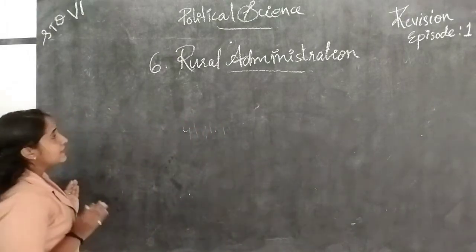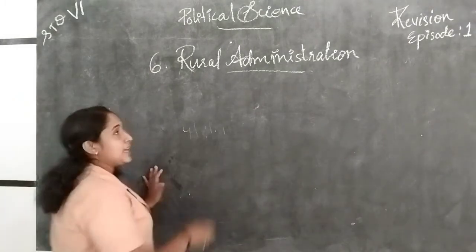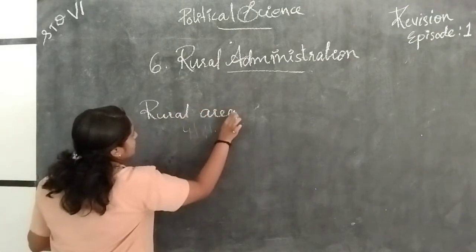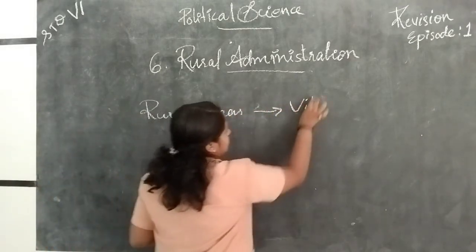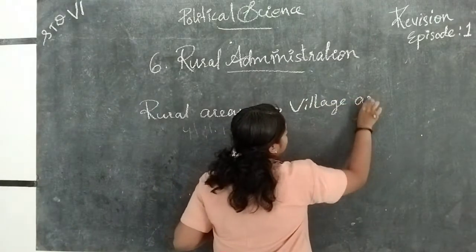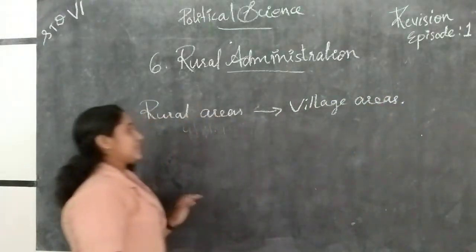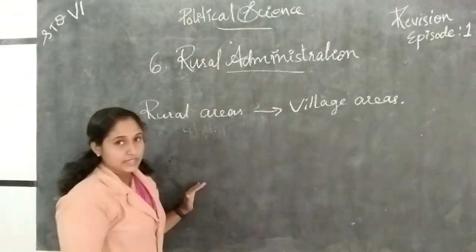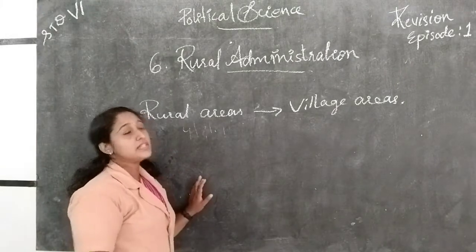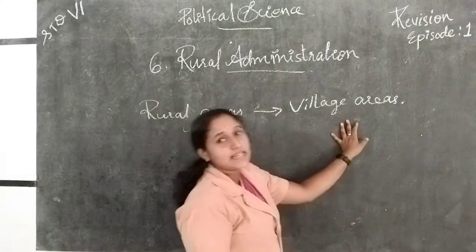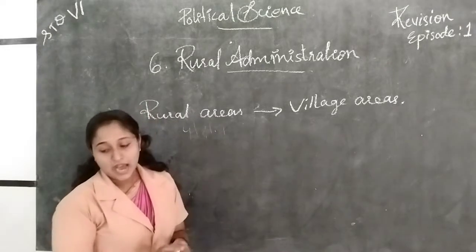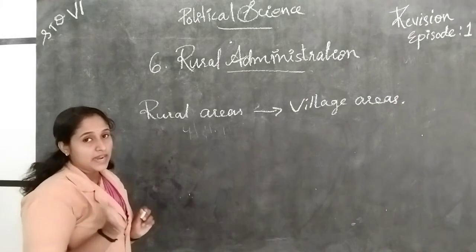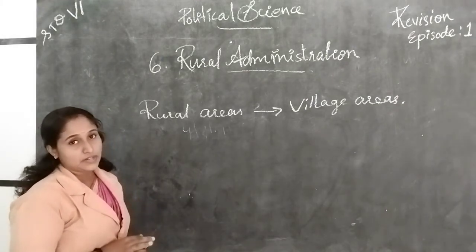So what do you mean by rural area? We can say that the rural area is based on the village area. Simply, rural areas are also known as village areas. Village areas, okay, clear? So what do you mean by rural administration? It's based on the village administration.